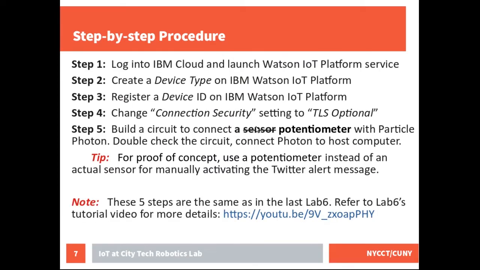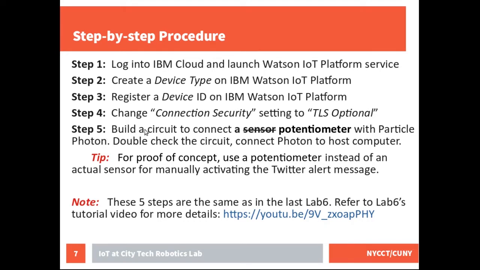Now let's start the entire procedure. I have the first 5 steps here. Step 1. Log into IBM Cloud and launch Watson IoT platform service. Step 2. Create a device tab. Step 3. Register device ID. Step 4. Change the connection security setting on IBM Watson IoT platform to TLS optional.